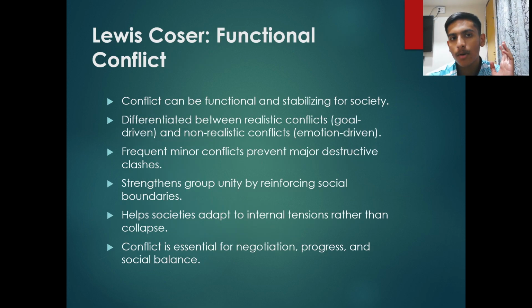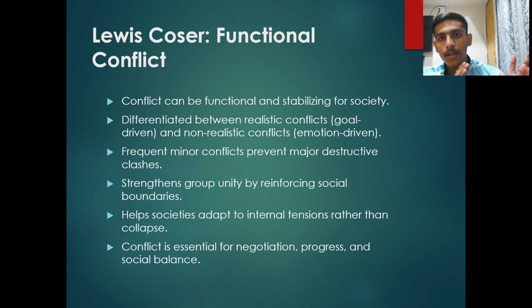Second, we will be seeing Lewis Coser, who talks about functional conflict. He says that conflict can be functional and stabilizing for society. That is, if conflict happens, it will stabilize the society, otherwise problems will be created in the society. He differentiated between realistic conflict and non-realistic conflict. These are the two important categories he divided. First, realistic, which means that it is goal driven.